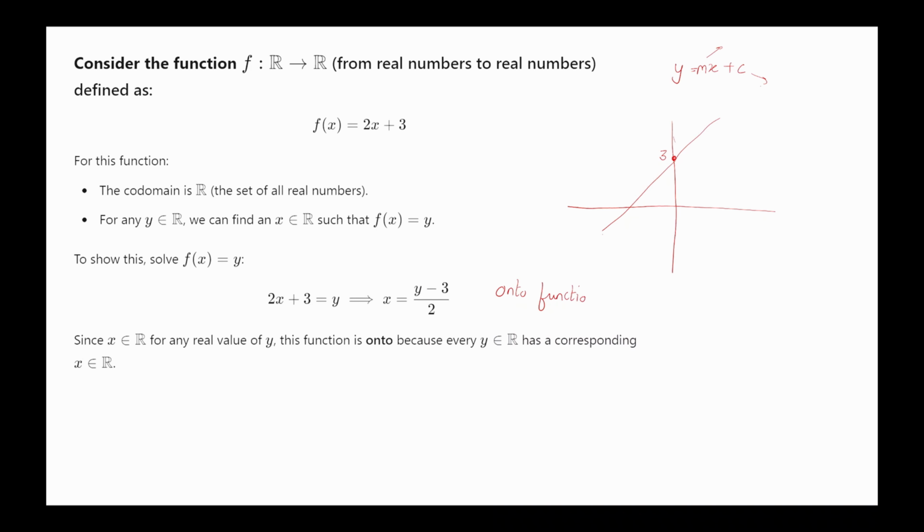Now remember this, that it is also known as a surjective function. Sometimes in questions they give you either of these two names. They are going to give you either onto function or into function. So you must understand that these two are similar things.